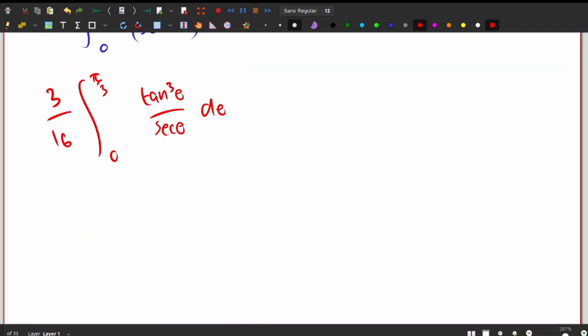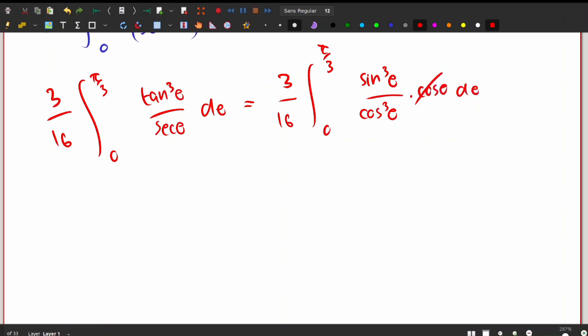Now, whenever you see complicated trigonometric expressions like this, it's always best to write them in terms of sine and cosine. So that's what I'm going to do here. This is going to be equal to 3 over 16 integral of same bounds, because we haven't done a substitution yet, of sine cubed theta divided by cosine cubed theta, and secant is 1 over cosine. So 1 over secant is simply going to be cosine theta, d theta. This is going to turn this into a cosine squared theta, and what we're left with is 3 over 16 integral 0 to pi over 3 of sine cubed theta over cosine squared theta.